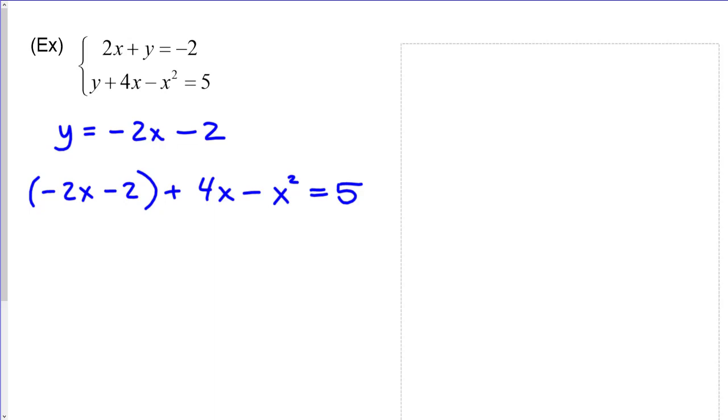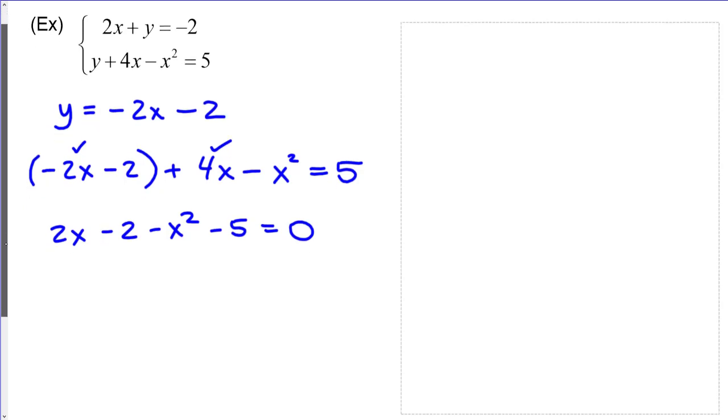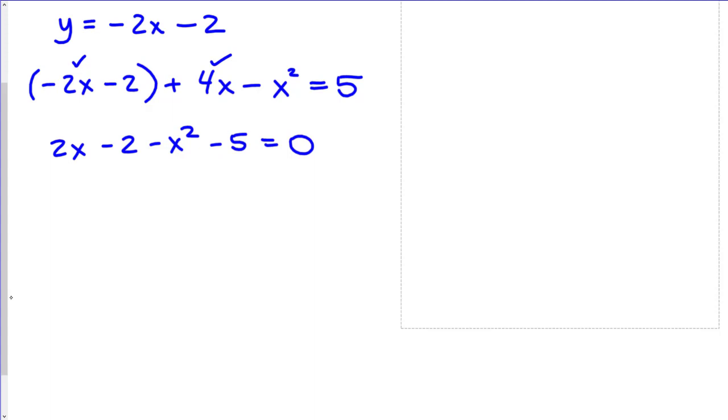Looking for like terms to combine, and because I have a square in the problem, I'm going to try and get everything to one side of the equation and combined. So negative 2x and 4x, if I combine those, that's going to result in positive 2x, then negative 2 minus x squared, and if I subtract 5 over, so minus 5 equals 0, then negative 2 and negative 5 can combine. So let me write this as negative x squared plus 2x minus 7 equals 0.